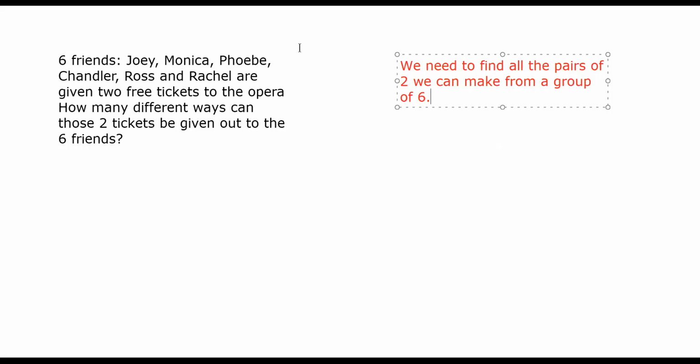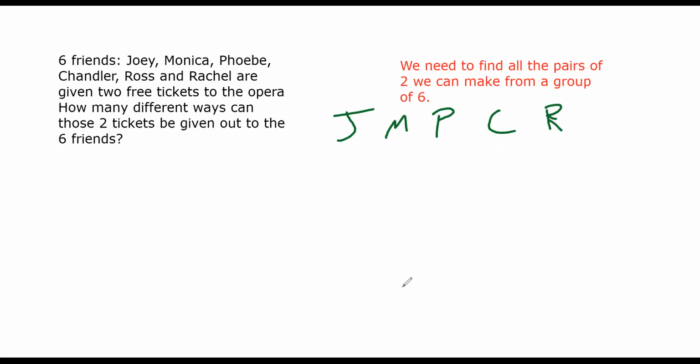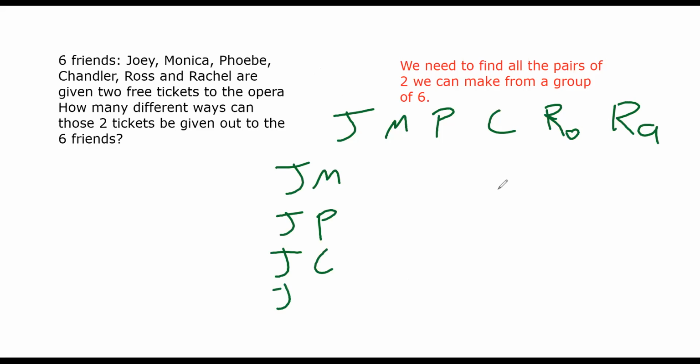So here's what I'm going to do. I'm going to use J for Joey, M for Monica, P for Phoebe, C for Chandler, O for Ross, A for Rachel. And then I'm just going to start with Joey, pair him up with everybody. He can't pair with himself. So I'm going to say, all right, it could be Joey and Monica that go. It could be Joey and Phoebe that go. It could be Joey and Chandler that go, Joey and Ross that can go, or Joey and Rachel. So here's some of the possible pairings right there. Joey can't go with himself.